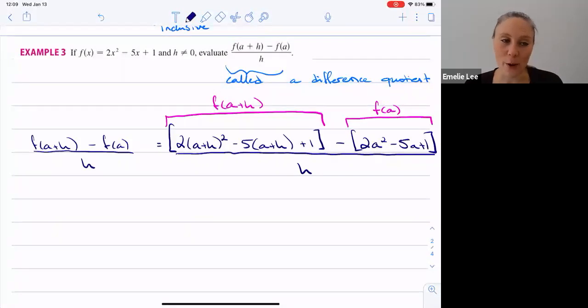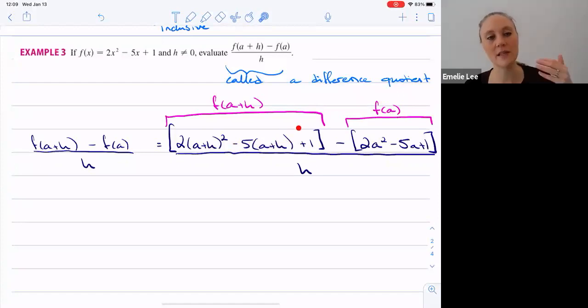What usually happens is you'll have to expand and simplify the numerator. The numerator is the top value of your fraction, right? And so you'll have to expand and simplify, but eventually what's going to happen is the h is going to cancel, right? Or some h's will cancel with this h here, and it'll simplify quite a bit.